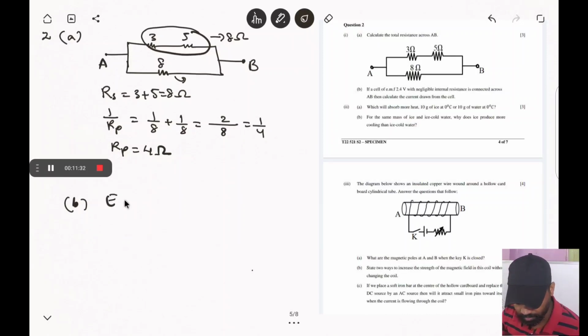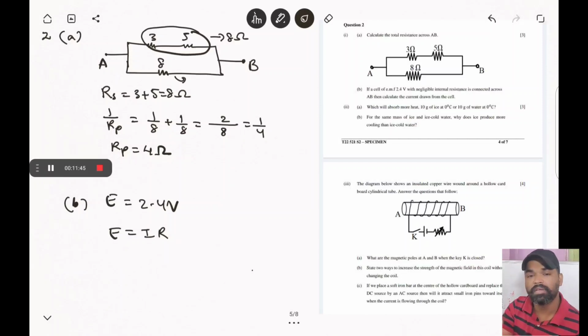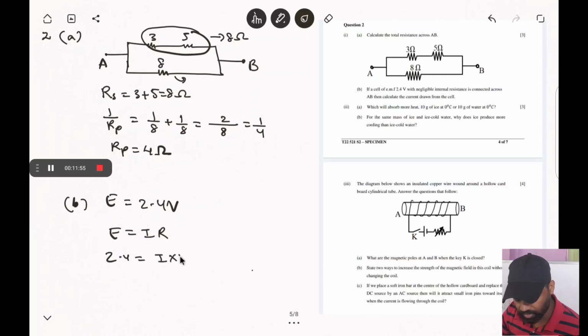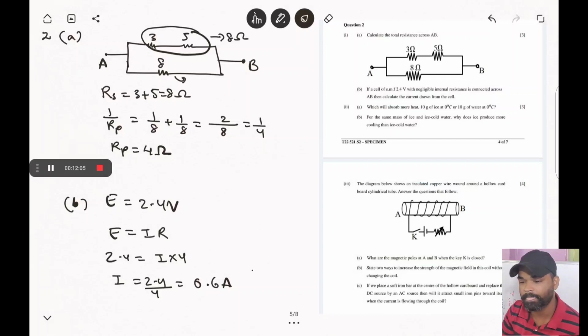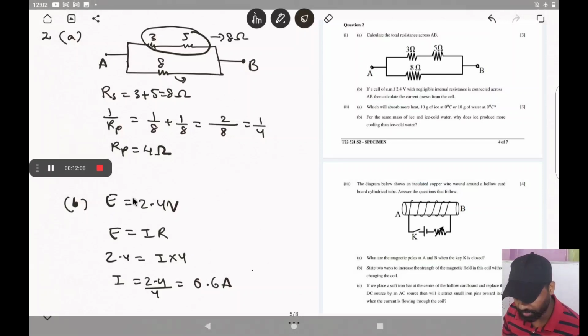If a cell of EMF 2.4 volt with negligible internal resistance is connected across AB, then calculate the current. We know E equals IR because the internal resistance is negligible, so we are not taking the potential drop I into small r. Now 2.4 equals I times R, and R is 4. So I is 2.4 by 4, that's 0.6 ampere. Yes or no? That's my correct answer.